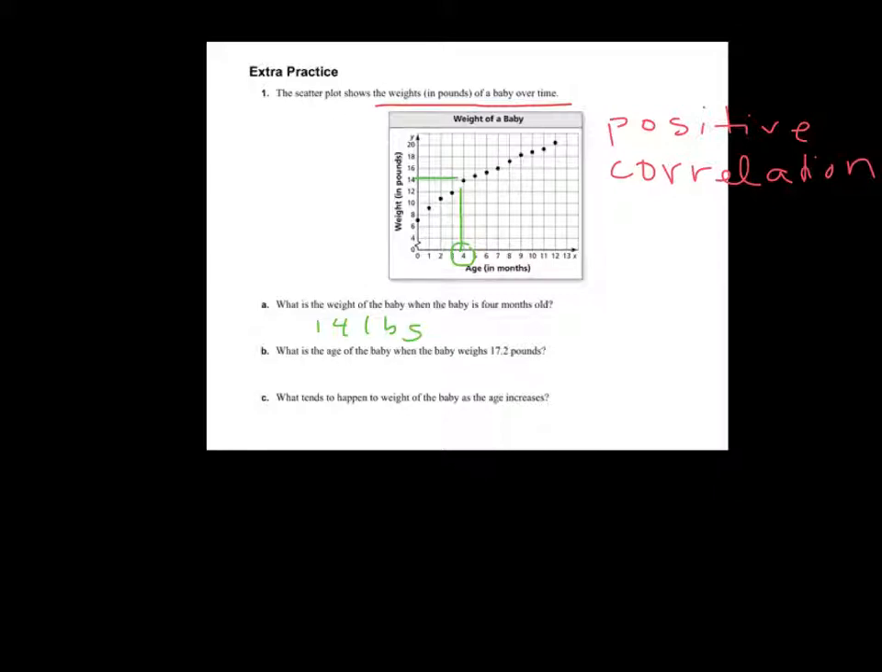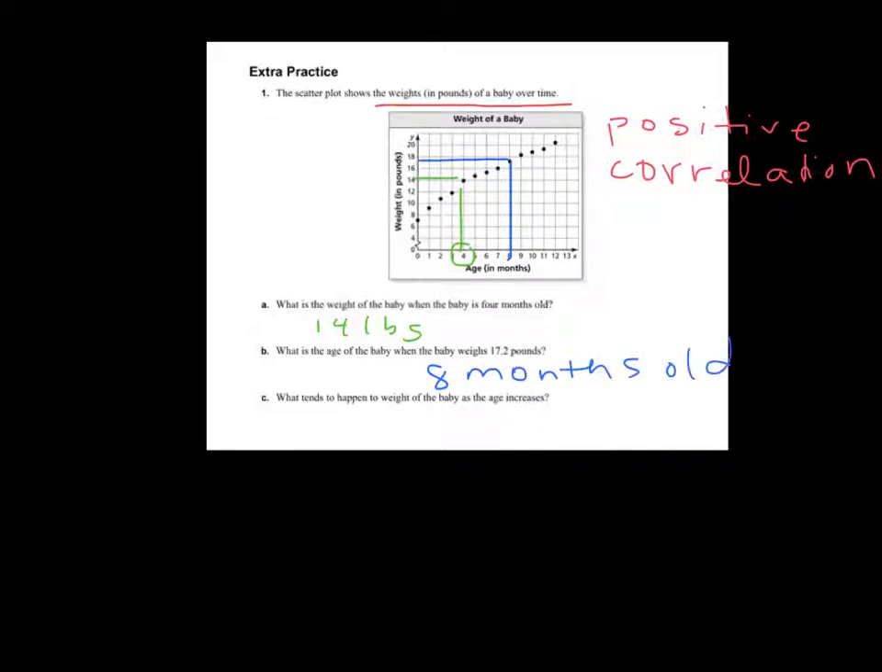Okay? Then if we look at B, it says, what is the age of the baby when the baby weighs 17.2 pounds? You're going to have to approximate, but that would be somewhere in between 16 and 18. So if I go over from my y-axis, because that's where your weight in pounds is, and then I go down to my x-axis, I see that in this set of data, that would be when the baby was 8 months old.